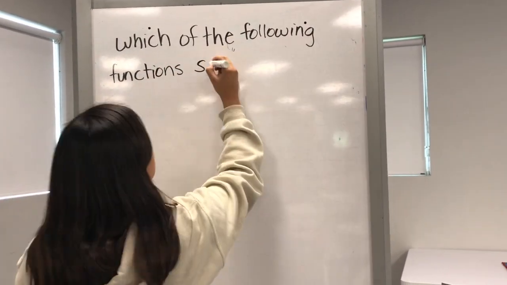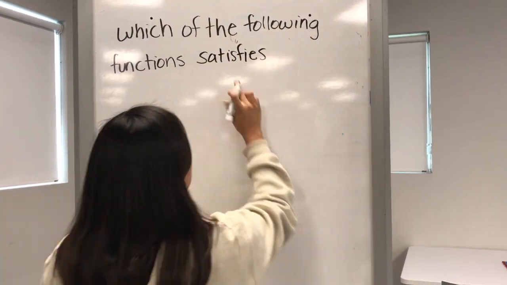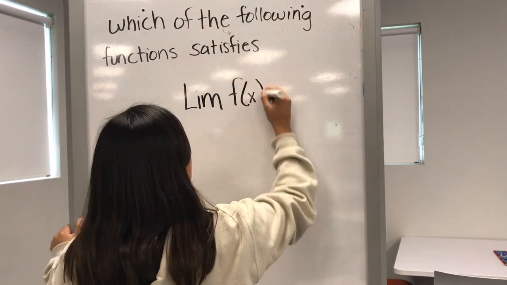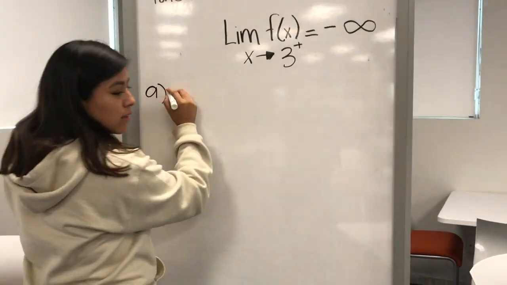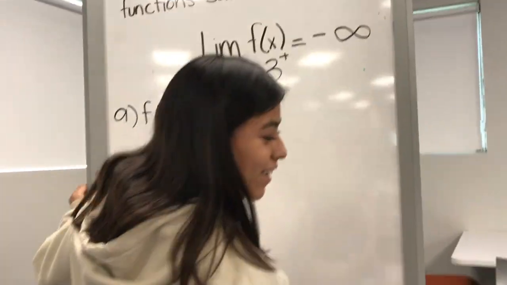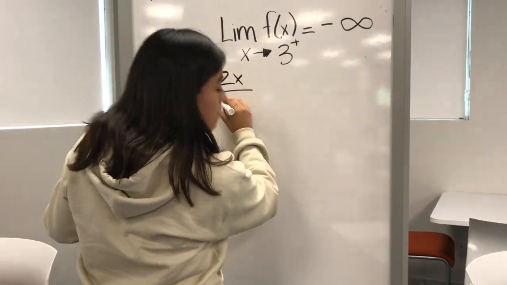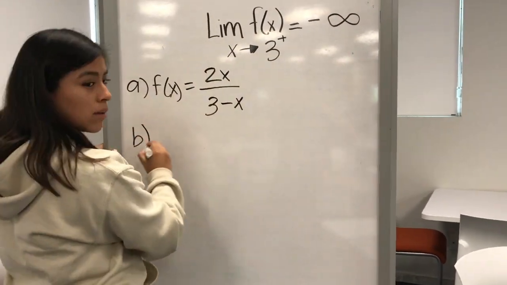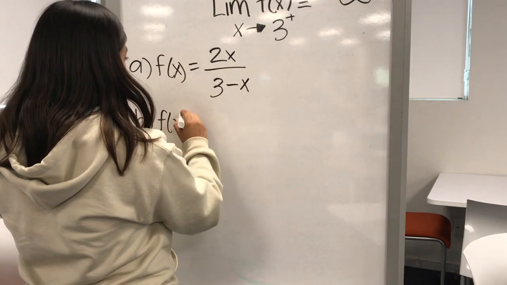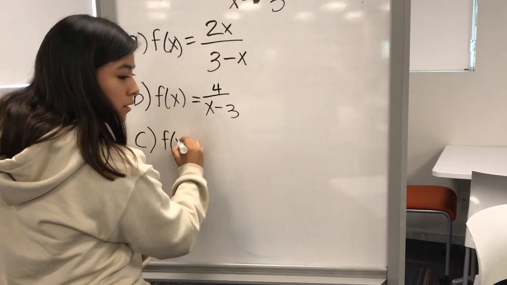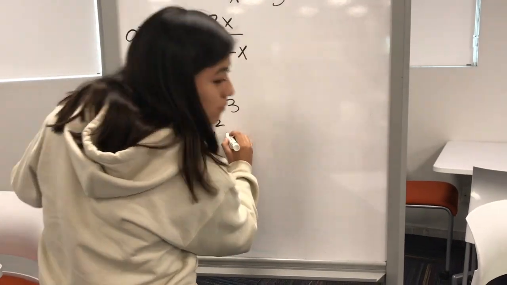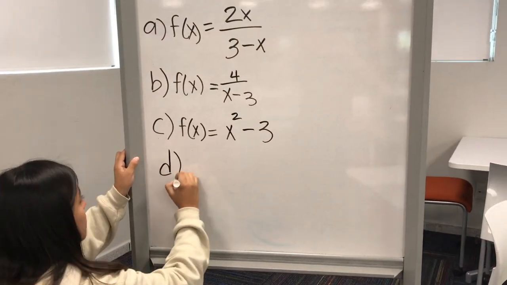In this problem, we're going to solve the following: the limit of f of x as x approaches 3 from the right is equal to negative infinity. We have 4 possible options that can satisfy the function. To find the correct answer, first we need to try each one of the functions and see which one applies.